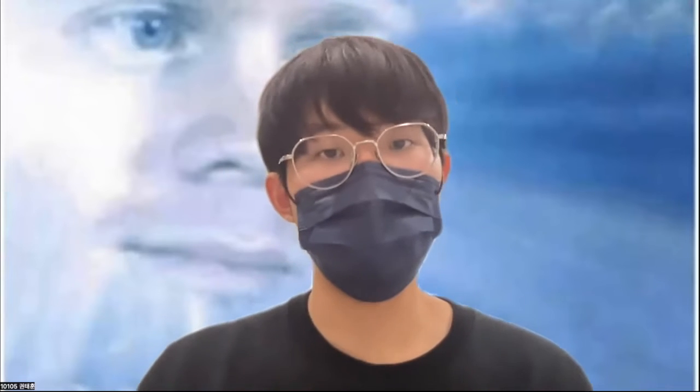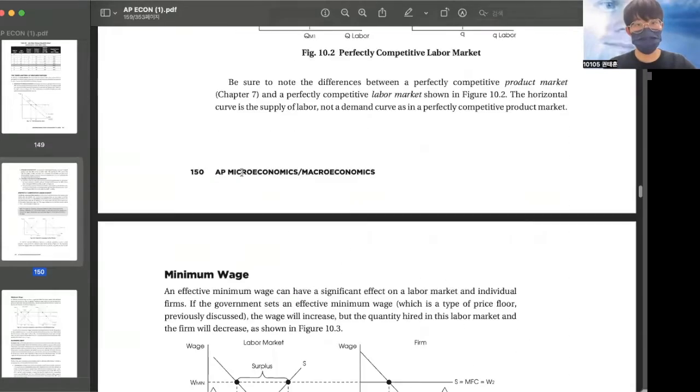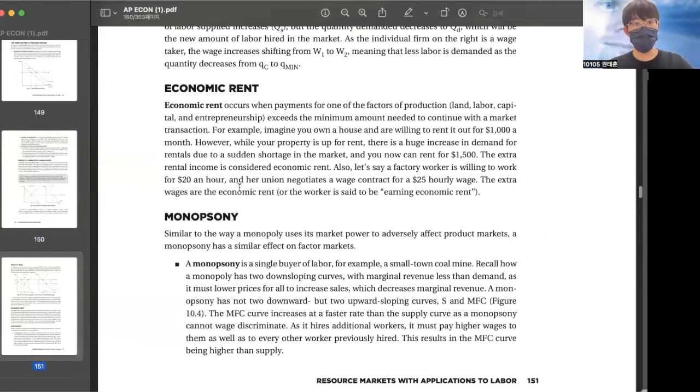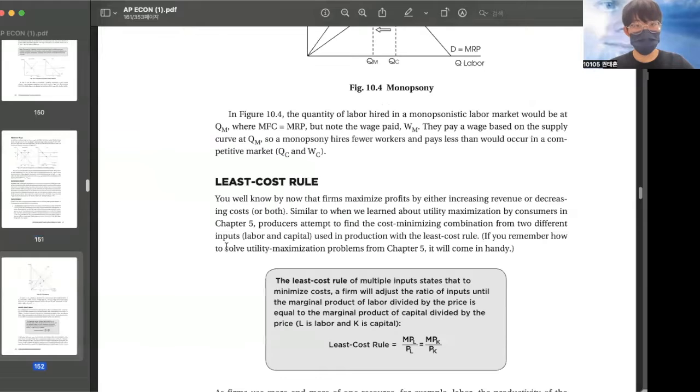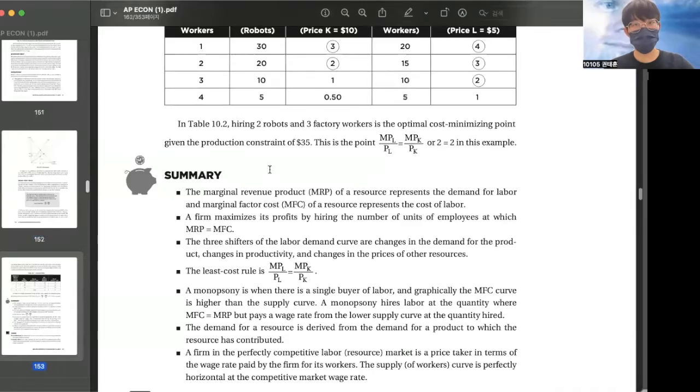Today I'm going to teach you about the second part of chapter 10 in AP Microeconomics. So here's the book. Today we're going to learn about economic rent, monopsony, and the least cost rule, and the summary of chapter 10.